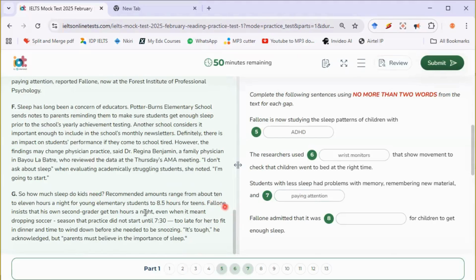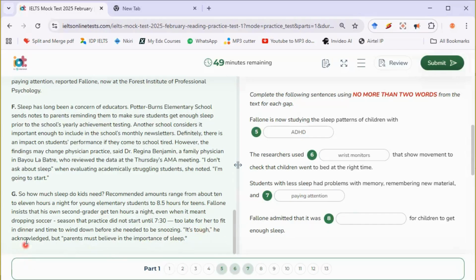Paragraph G. Fallon insists that his own second grader gets 10 hours a night, even when it meant dropping soccer season that practice did not start until 7:30. Too late for her to fit in dinner and time to wind down before she needed to be snoozing. It's tough, he acknowledged, but parents must believe in the importance of sleep. Fallon admitted that this is going to be tough. It was tough.